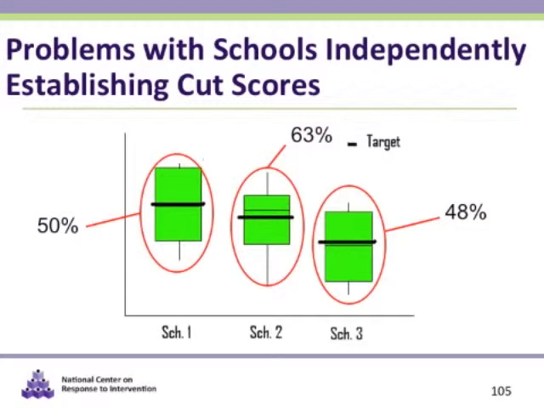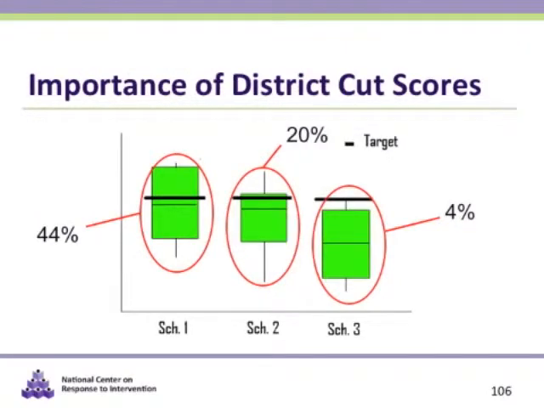Because each school established its own cut scores, it's difficult for a district to determine the actual number of students who are at risk and then be able to make comparisons across schools. Now, if a district was to set their cut scores, what you would see is something a little bit different.